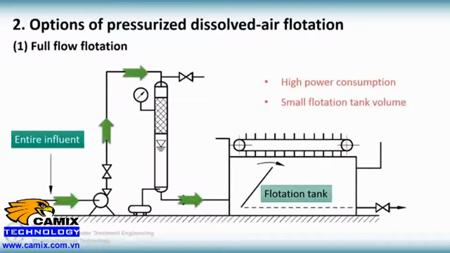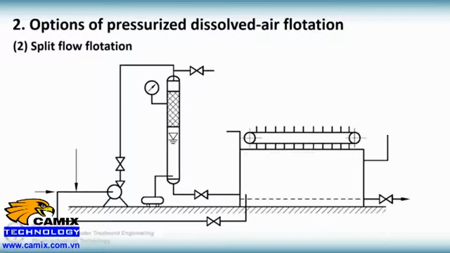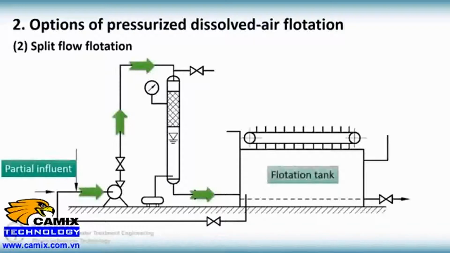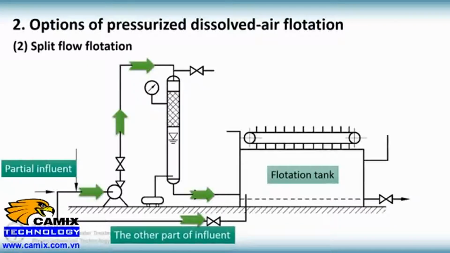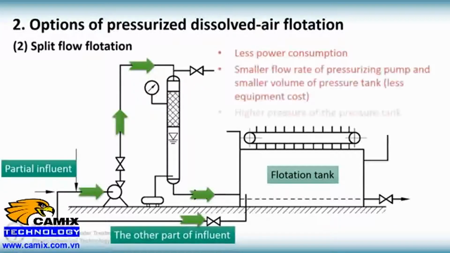The second one is split flow flotation, in which only part of the raw water enters the air drum. The rest enters the flotation tank directly. Compared with the full flow flotation, it's power saving. Because only part of the raw water enters the air drum, the flow through pressure pump and the volume of air drum are small. Part of the equipment cost can be saved. But because of that reason as well, the dissolved gas is less. The pressure in air drum must be enlarged if we need more air. Hence, the requirements for equipment are high.